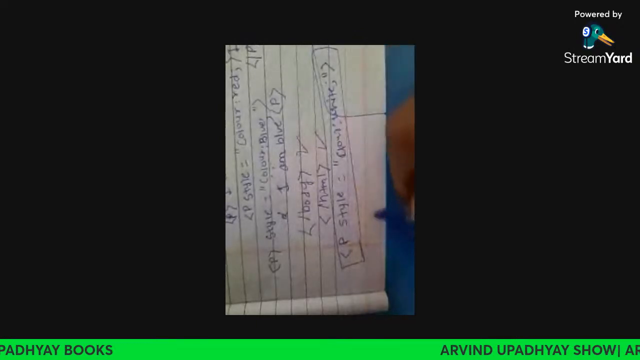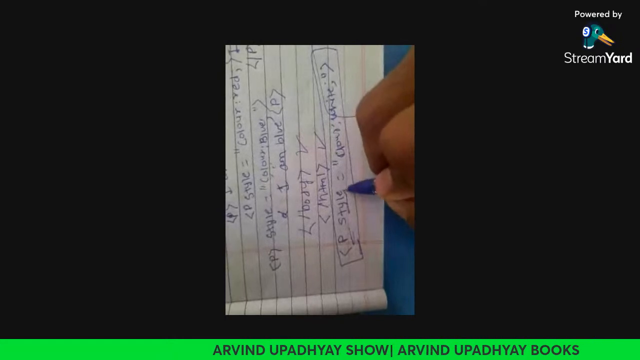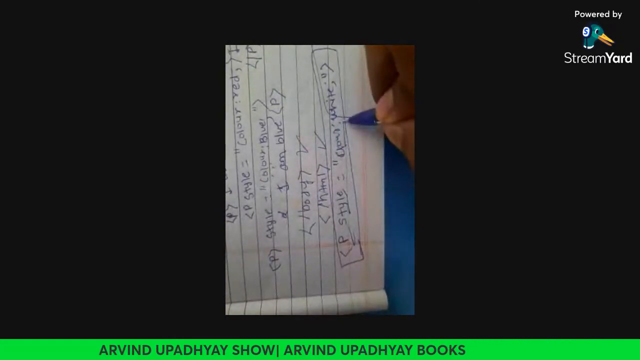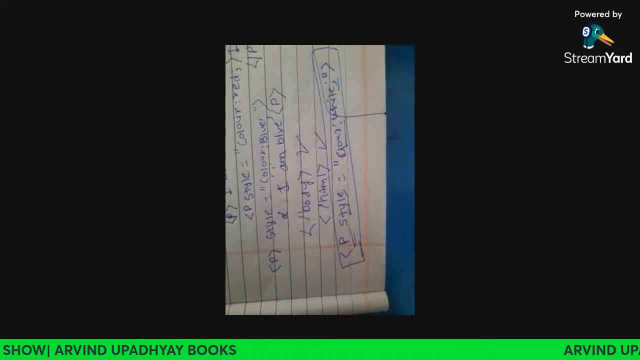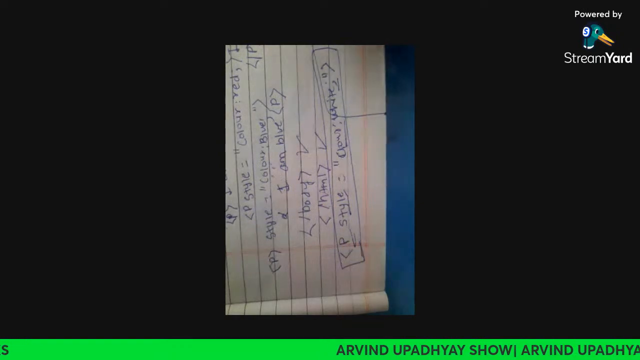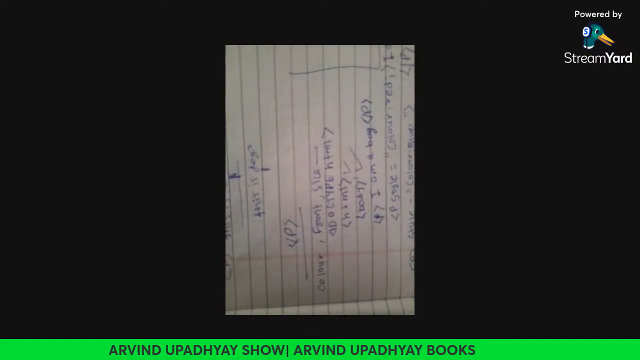So tag name, and after that you need to have the style, and then your color in the double inverted comma, and then close it. This property is basically a CSS property, and the value is a CSS value also. So you have to learn more about CSS. So go to GreatToCode.